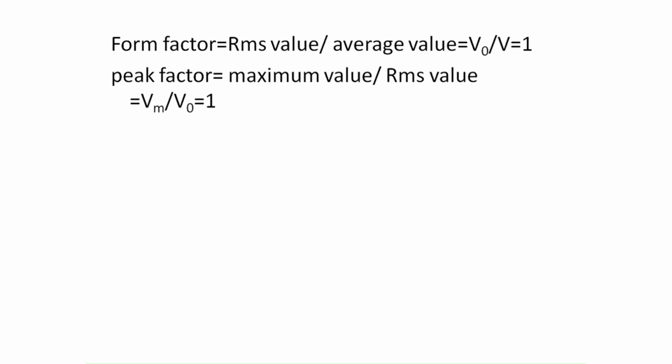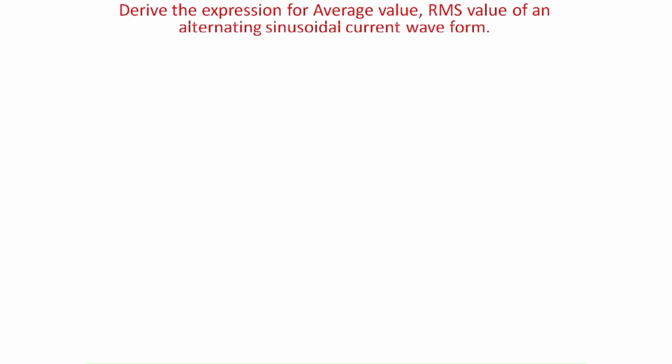Peak factor is defined as the ratio of maximum value to the RMS value. Since the maximum value of the given waveform is V naught in the positive half cycle, and the RMS value we obtained is also V naught, the peak factor equals maximum by RMS. Therefore, peak factor also equals 1.